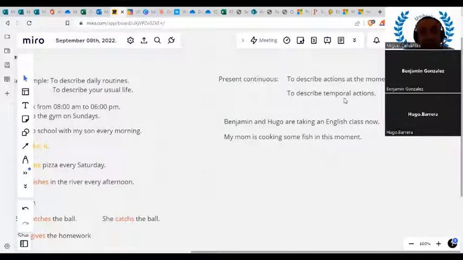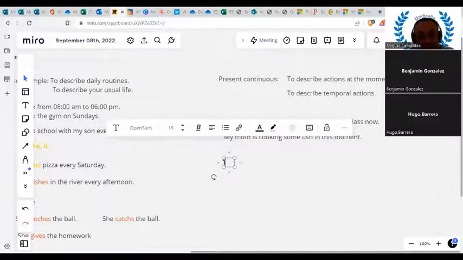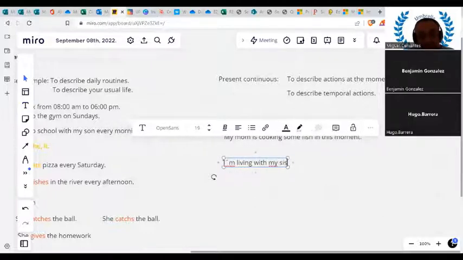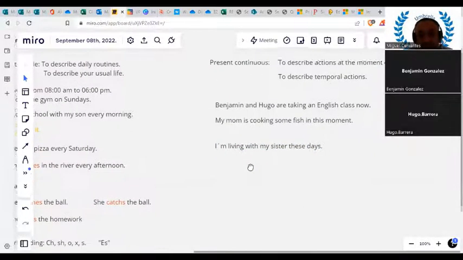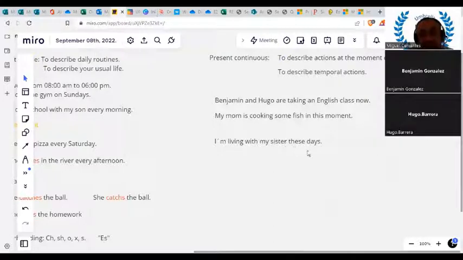Look at this, to describe temporal actions, for example. Let's say, I'm living with my sister these days. I'm living with my sister these days. This is an example of describing temporal actions. It's not a permanent action. I'm living with my sister these days.